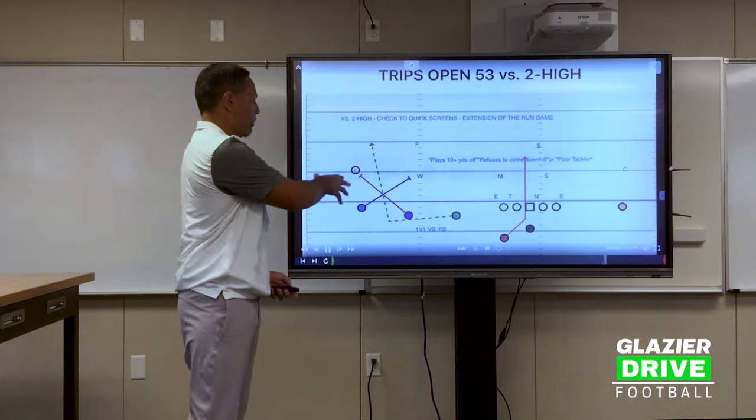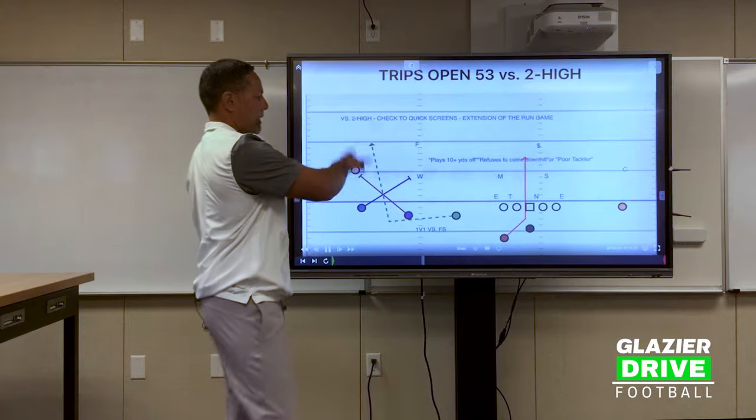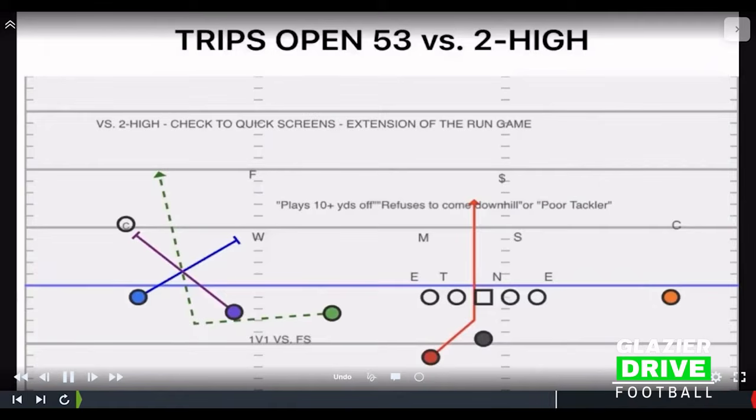Okay, so here's another example. 53 to the left. If we were doing it to the right into zone 3, it'd be 43.